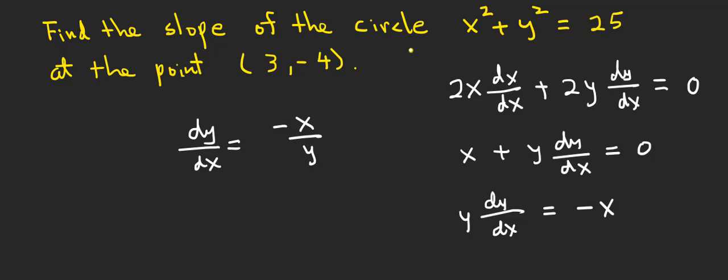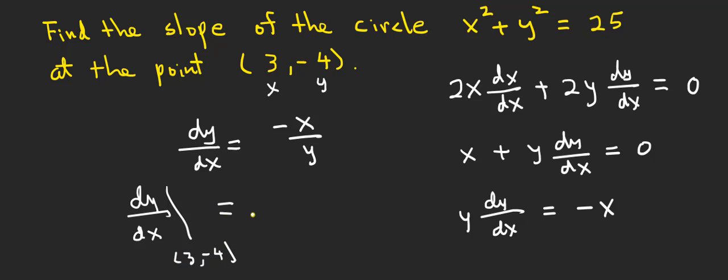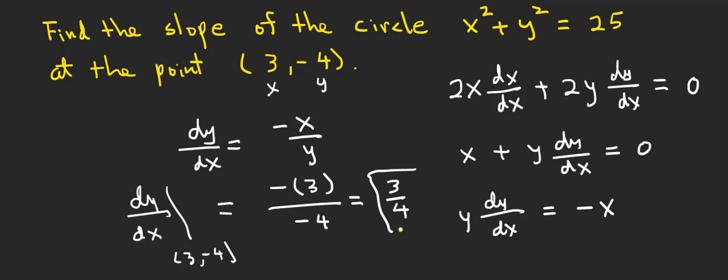So what is the slope of this circle at 3, negative 4? All we've got to do is plug it in. Here's the x value, and here's the y value. So you end up getting the slope of the circle at 3, negative 4 is negative 3 over negative 4, which is 3 over 4. So that will be the slope of this circle at 3, negative 4.